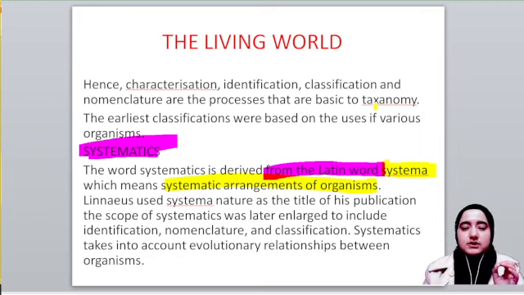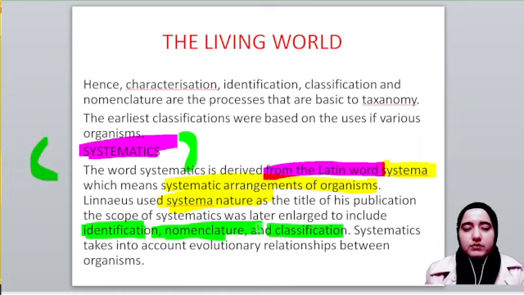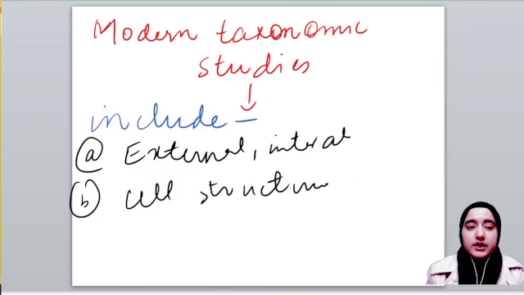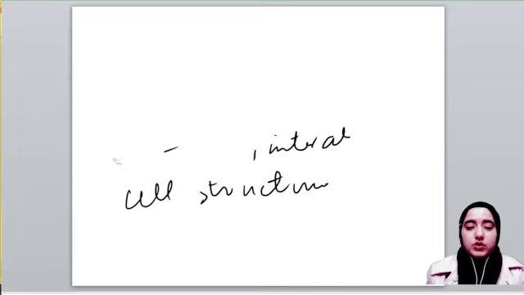That is systematics, okay. Linnaeus used Systema Naturae as the title of his publication, which he had done earlier. Systematics includes identification, nomenclature, and classification. Systematics also includes evolutionary relationship, phylogeny, which depends on evolution, how evolution took place and all that. Please remember, this is a very important point.